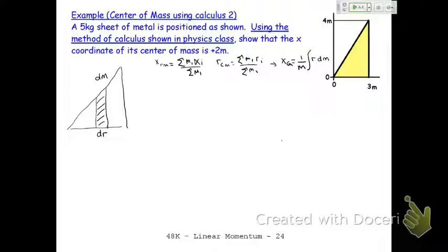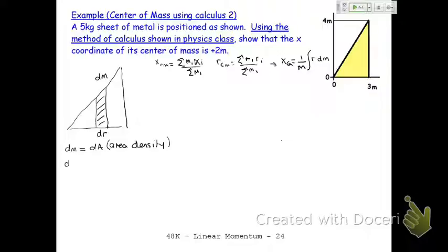And so my dm is going to equal... Now, I've got to recognize that this is an area. Trapezoid? Well, I'm going to cheat. Yeah, this is an area. And so I need to recognize that this is my little bit of area times my area density. Not my linear density, that won't work in this case. I'm going to do my little bit of area times my area density.